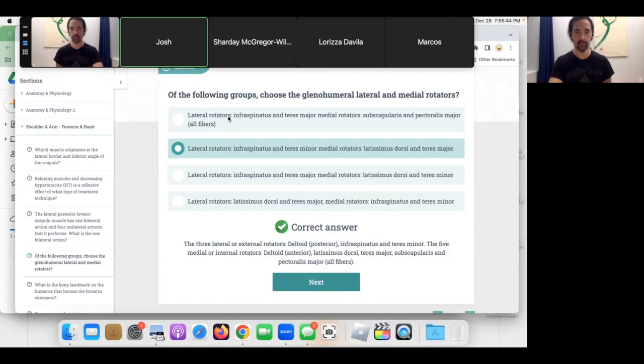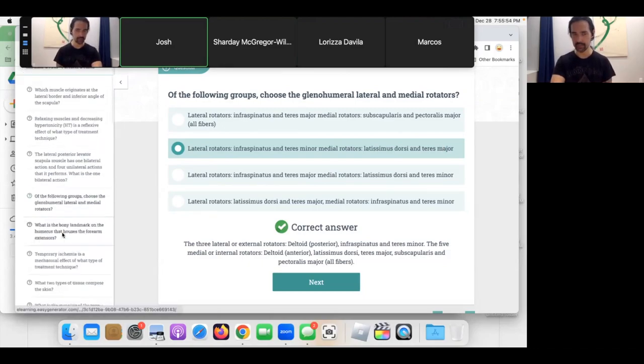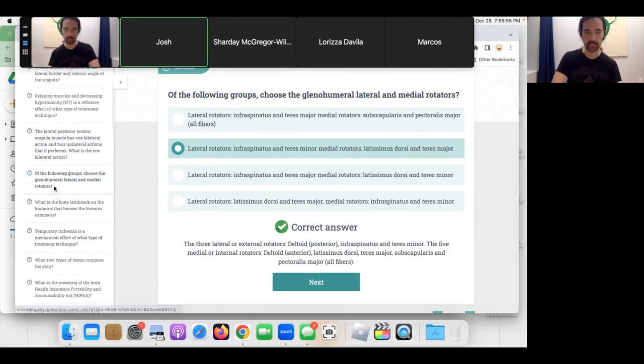So, is it the infraspinatus, teres minor, and medial rotators of the latissimus dorsi and teres major? I want you guys to kind of decode the questions or decode the answers. I don't want to take the time to go through all four of these, if you know what I mean.